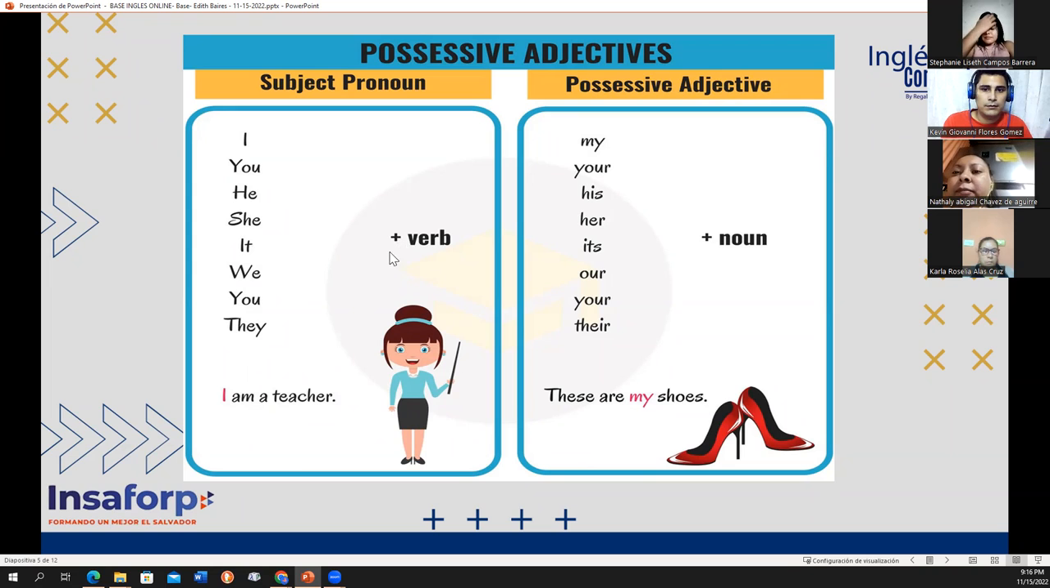Pueden utilizar el pronombre más el verbo, y luego el complemento. Una oración simple sería: I am a teacher. Estoy hablando de los zapatos, esos zapatos. These are my shoes. Okay. Estos son los ejemplos.